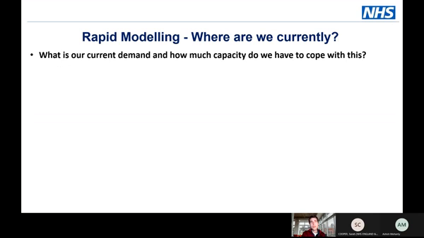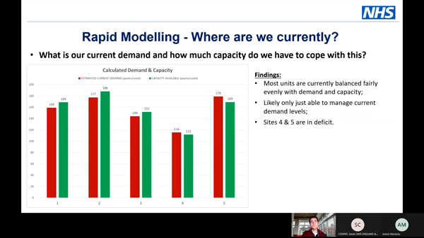So when you do that, you have your demand and you have your capacity. You can place them next to one another and tell what the balance is. So from here, you have the site-by-site breakdown, and you can see to a large extent, demand is roughly balanced with capacity, and across most units, so sites 1, 2, 3, capacity is above demand. So we're able to keep pace, or theoretically able to keep pace in those units.